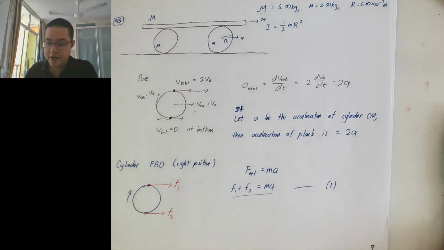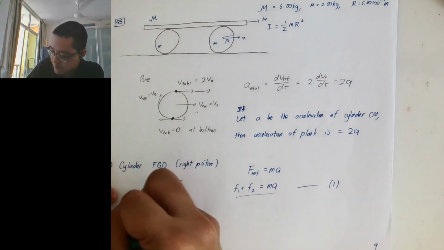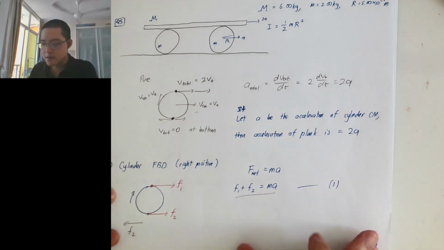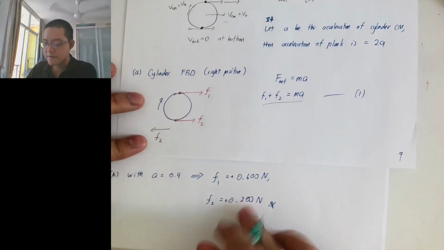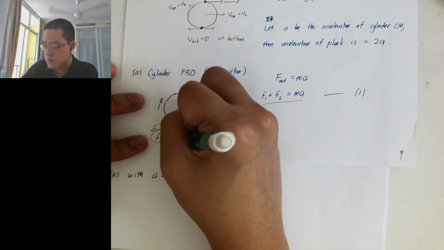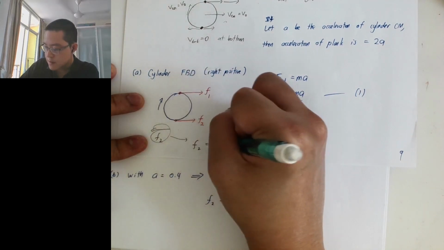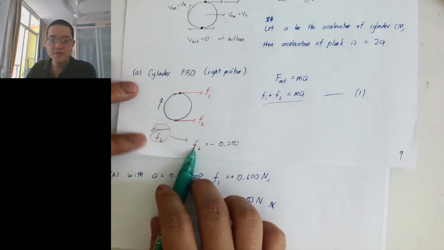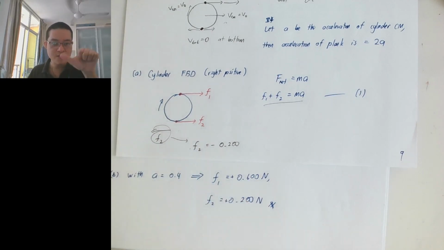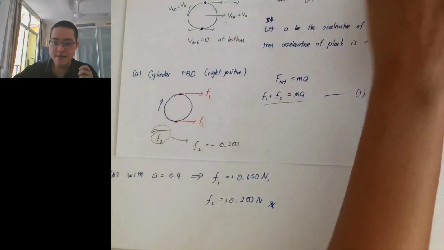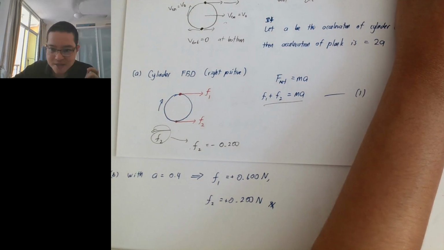If you draw the F2 to be this way, then when you get your answer, you will find out that F2 is negative. So this is how you know that your direction, your arrow, is wrong. So you must put it there. Yes, this is the tricky part for the direction, right? But what was this question?